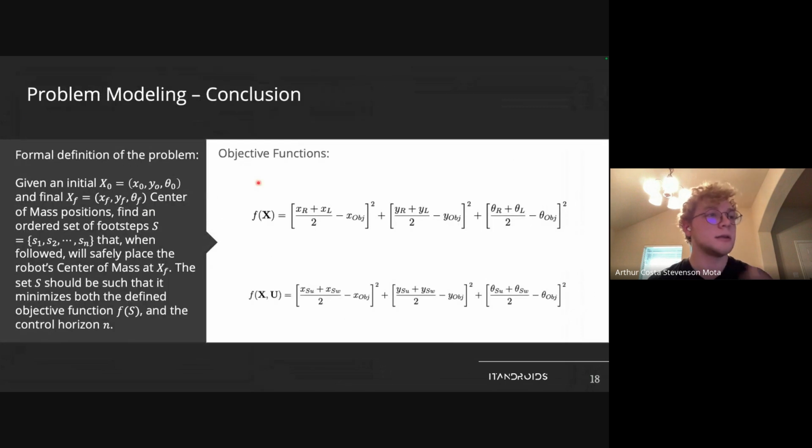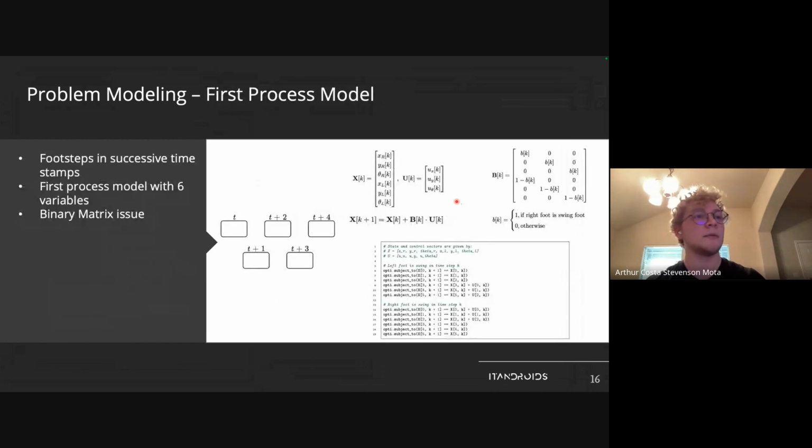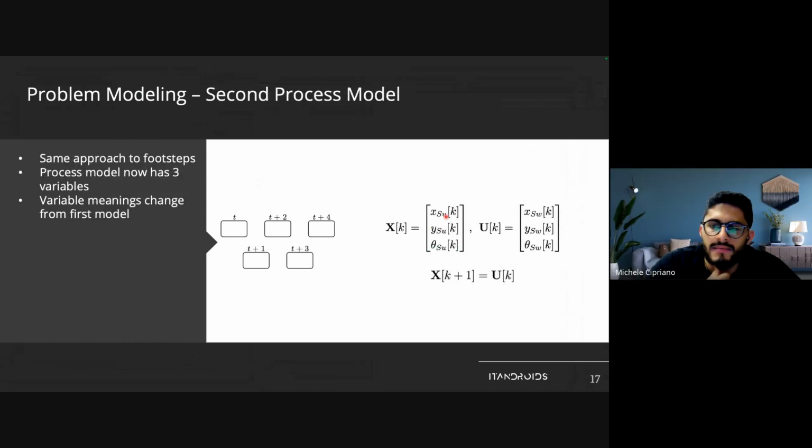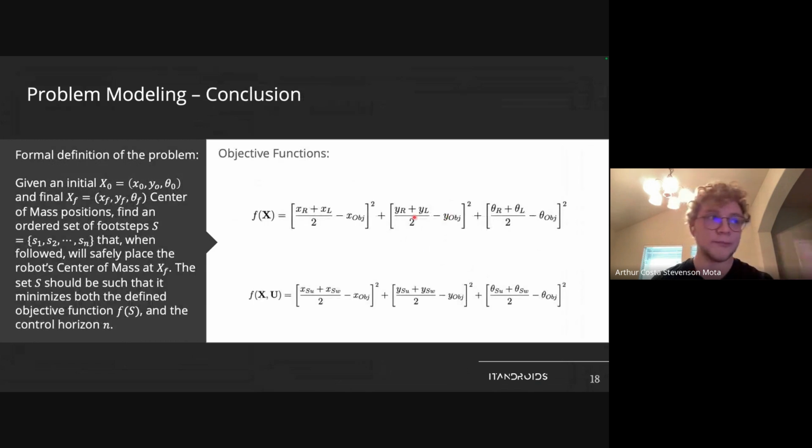The difference is they are essentially the same, right? But the state and the state variables, the state matrix, changed from the first formulation to the second one. The first formulation has the left and right foot, and in the second one you just have the support foot. Essentially, the cost function is the same, but in the first case it's just a function of the state, and in the second case it's a function of the state and the controls.